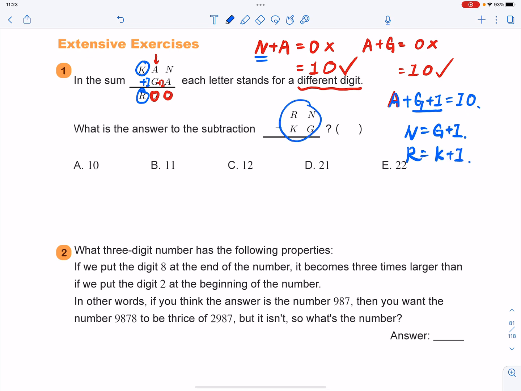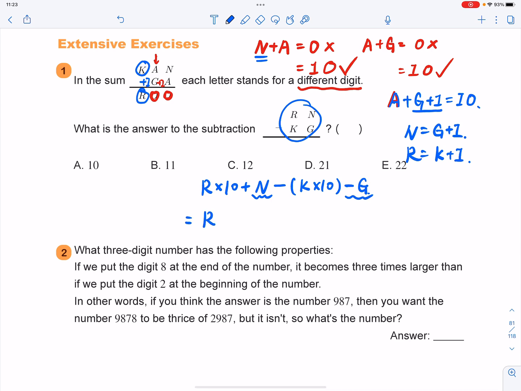So now we can solve this calculation. RN basically equals R, this digit, times 10 plus N, right? And then you take away KG. And K equals K times 10 and G, so you have to take away G as well. G is just G, because it's in the ones digit. So let's see. We know that N take away G equals 1.